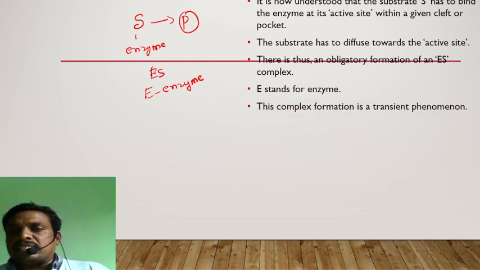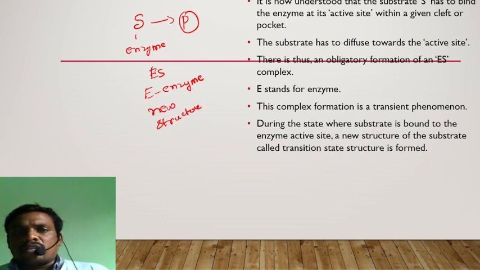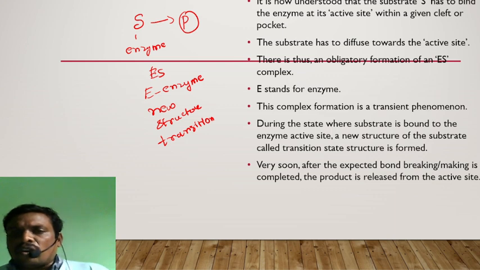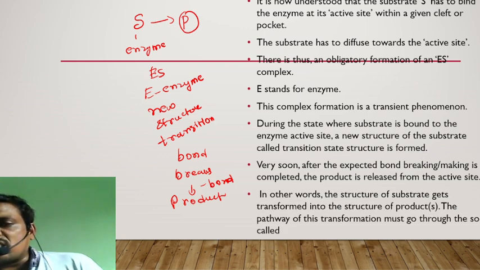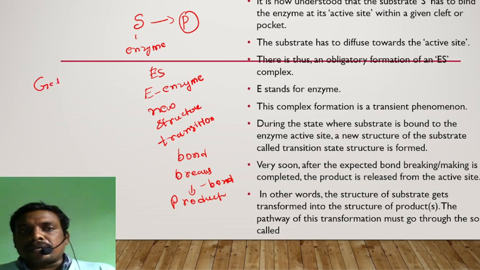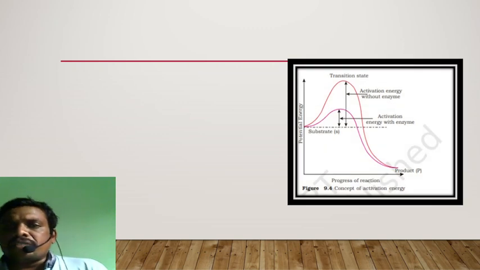This complex formation is a transient phenomenon, and during the state where the substrate is bound to the enzyme active site, a new structure of the substrate called the transition state structure is formed. Very soon after, the expected bond breaks. What will happen? It is completed, and the product is released outside. So when the bond breaks, the structure of the substrate gets separated into simple structures called monomers or simple transformation products.